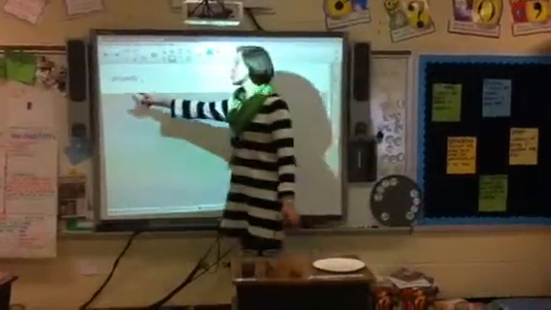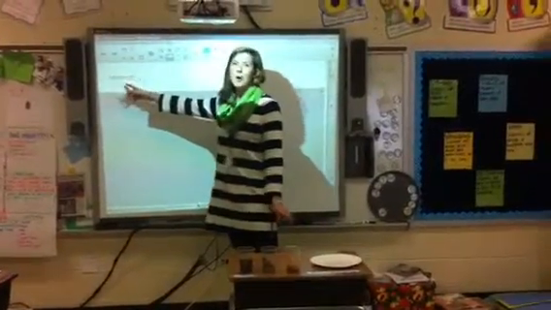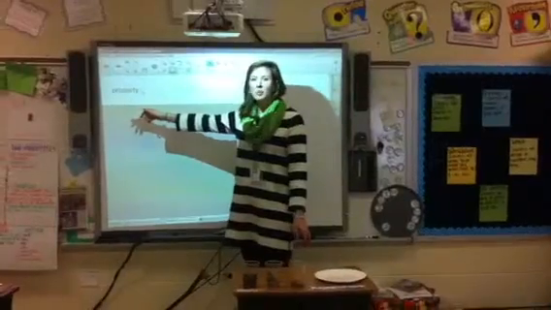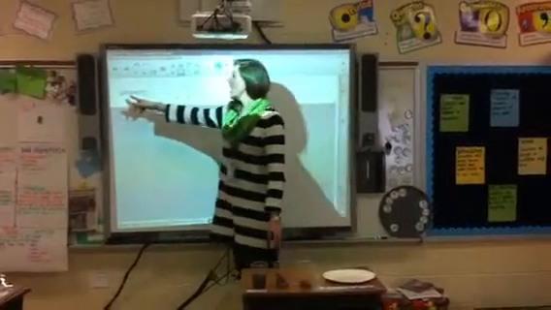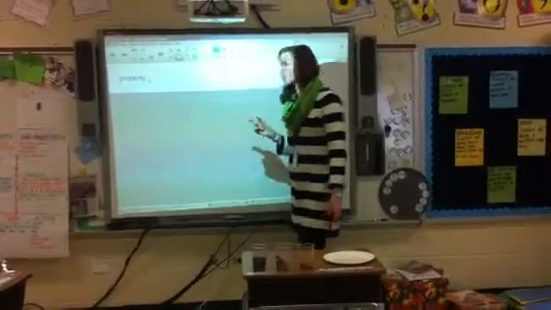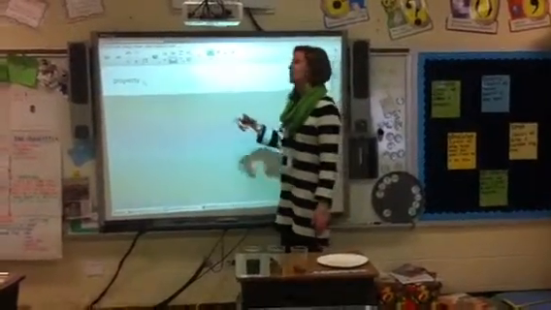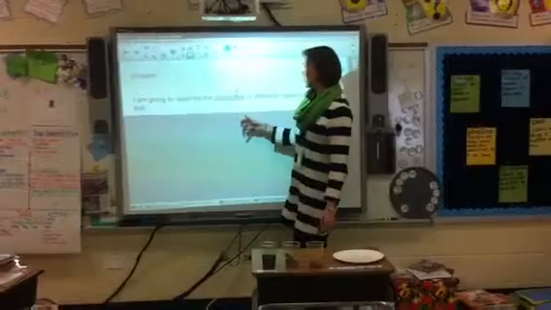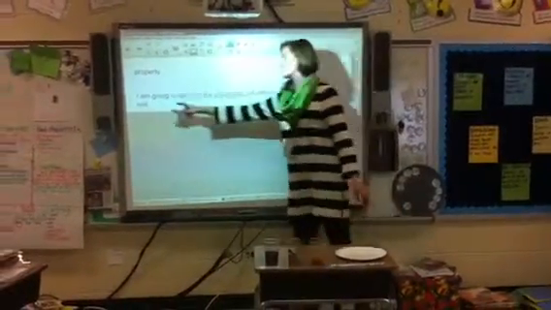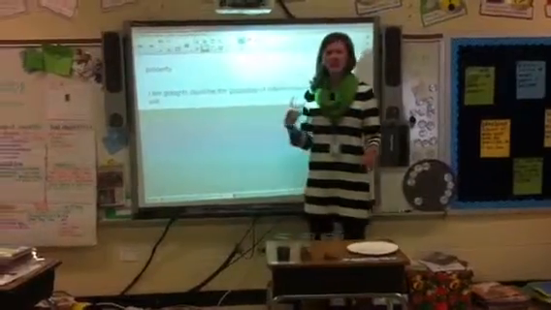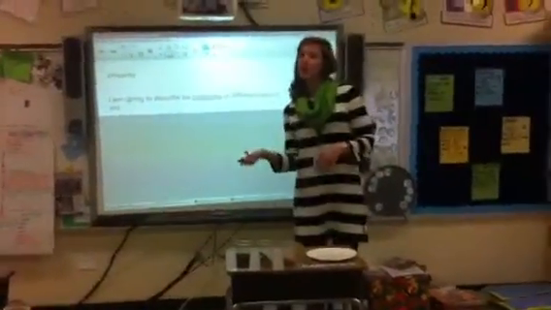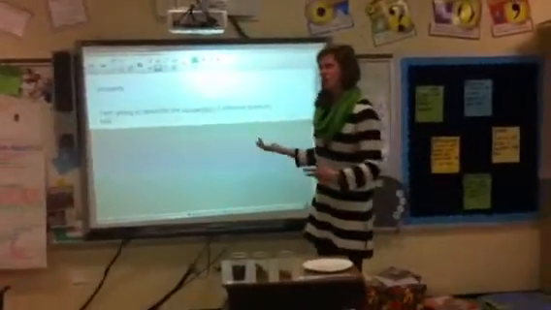The word is property. Say property. Now say it like an old man. Property. So, I say this word, and I know I have heard this word before one time, but let's see how I'm going to use it. I am going to describe the properties of different types of soil. So I'm going to be describing things. Well, I know sometimes I describe things by color or by shape. So let's see.